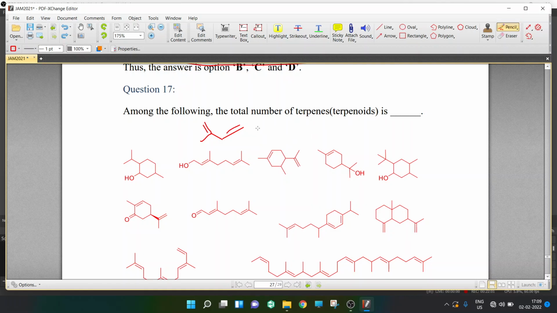If I remember well, if 2 isoprene units are joined together, it is called a monoterpene. If 3, it is called a sesquiterpene. 4 means diterpene, and 5 something else is there. I am not able to recollect, but something like that is there.